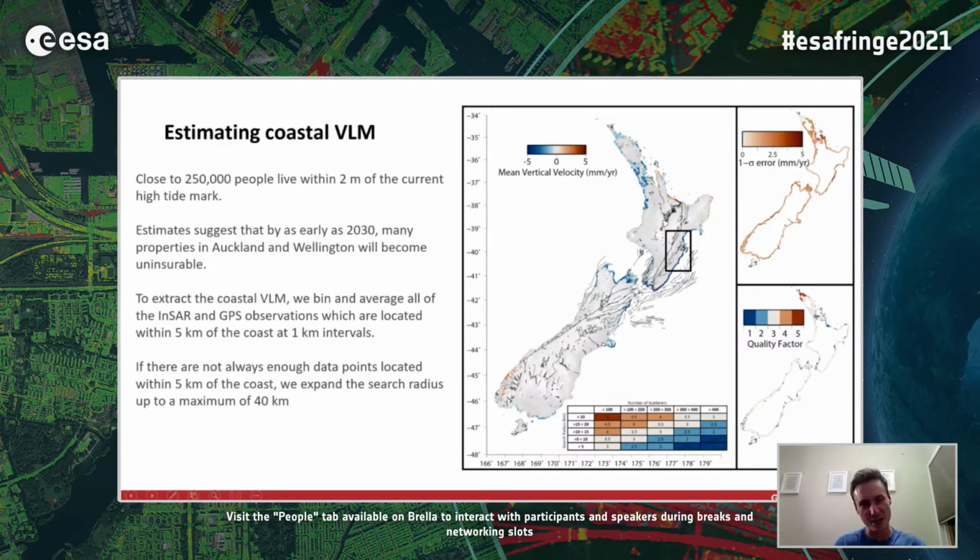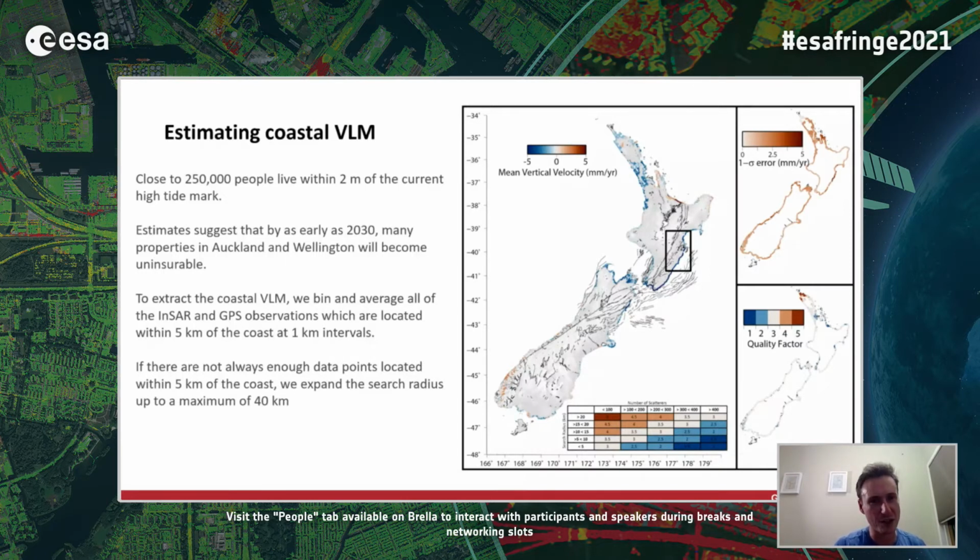Basically, at each point, we just grab as many InSAR or GPS points from around there, and we do a distance-weighted average of the displacement. And we do that for the entire coastline. Because not everywhere has a uniform distribution, we've attempted to come up with a so-called quality factor, which gives an idea of how many points have gone into making that estimate, and also how far away from that location those points have come from.